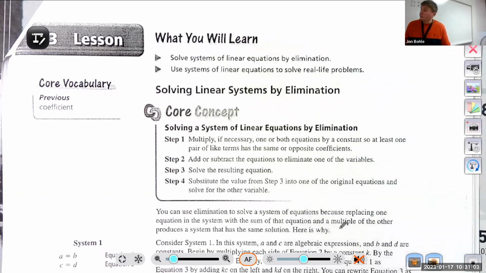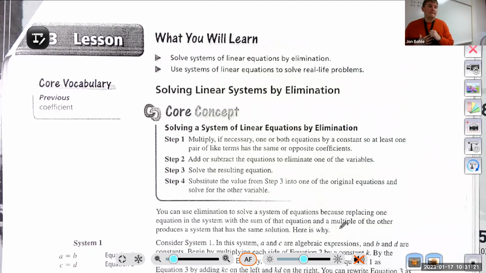Hey, I really like this section because of the three methods. We have the substitution method, which is get the x or the y by itself and plug it into the other equation. We have the graphing method: graph one line, graph the second line, see where they cross. And today we have the elimination method.